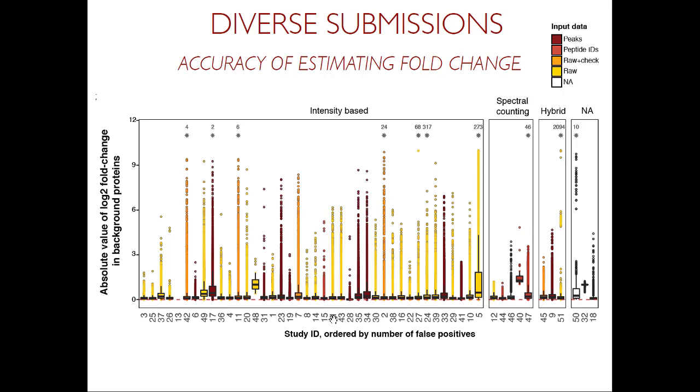Now, here's an interesting thing. This is the absolute value of log fold change reported by each study, but only among the background proteins. These are the proteins for which we do not expect any change. And what you see is that there's quite a bit of variability among background proteins for pretty much every participant.